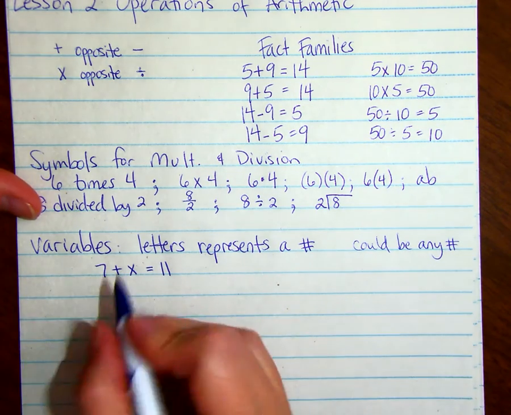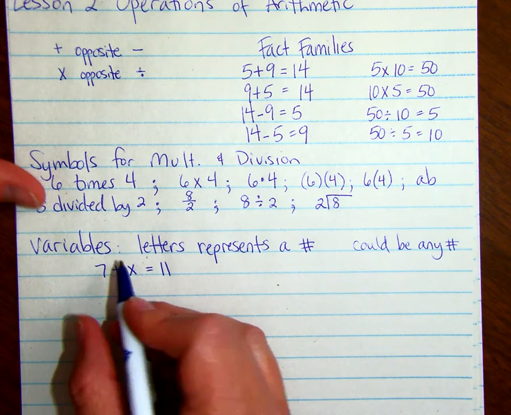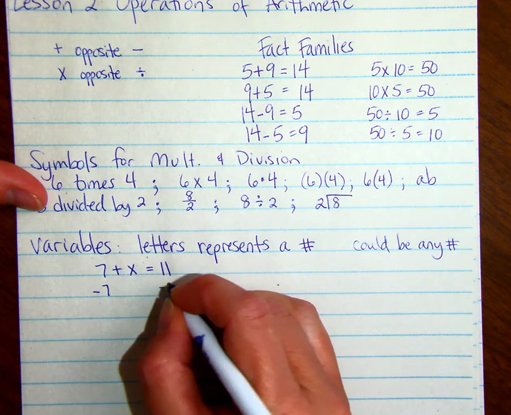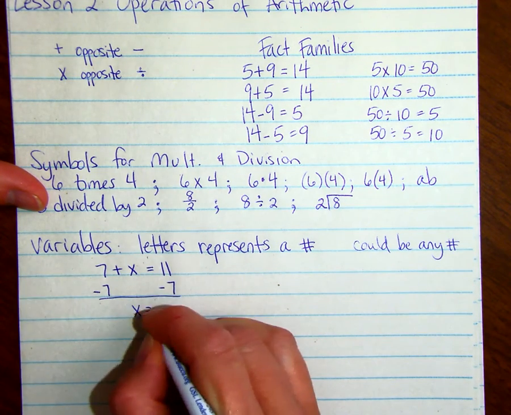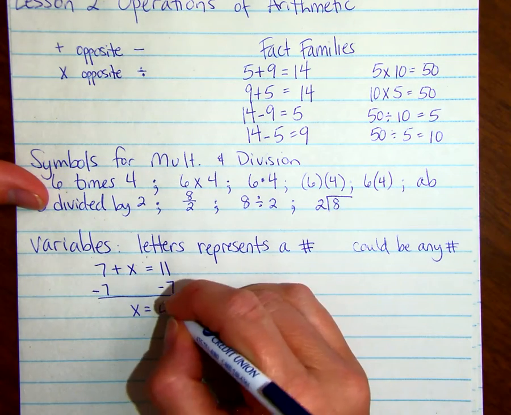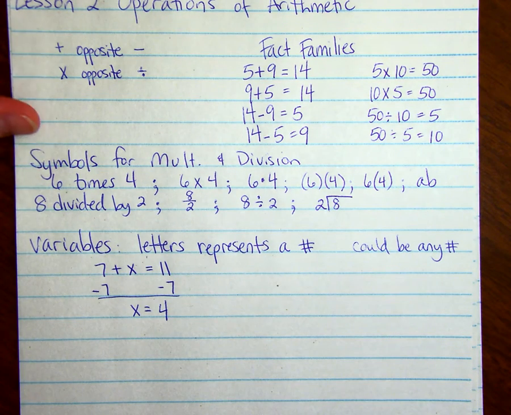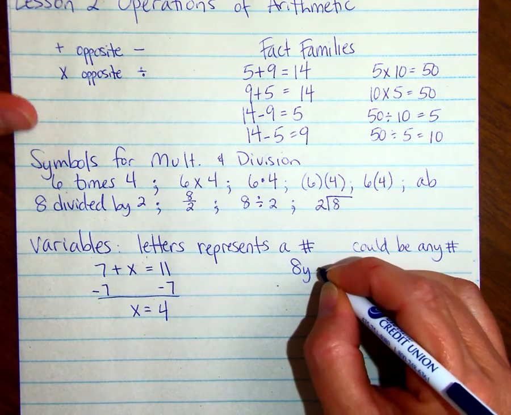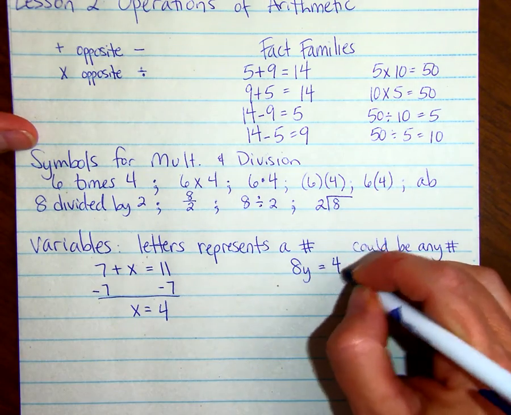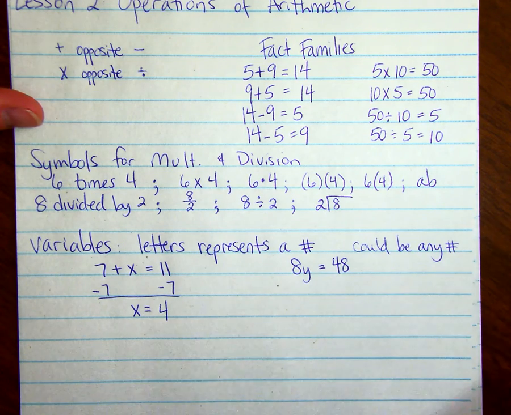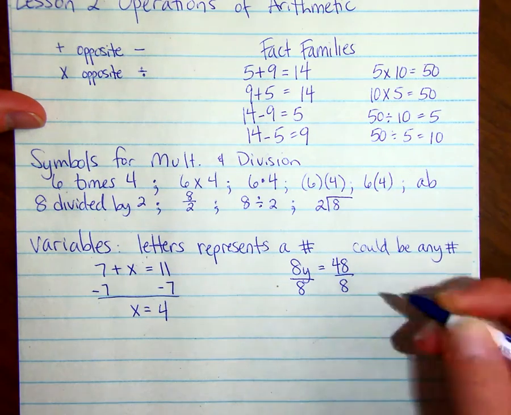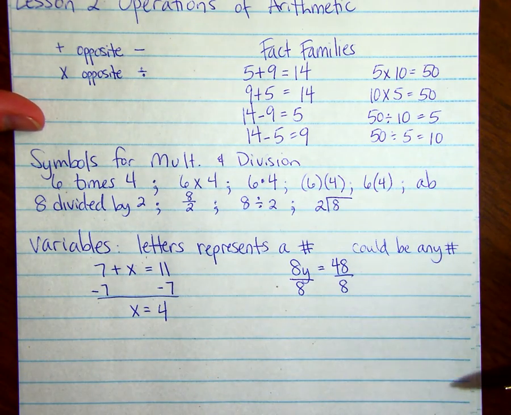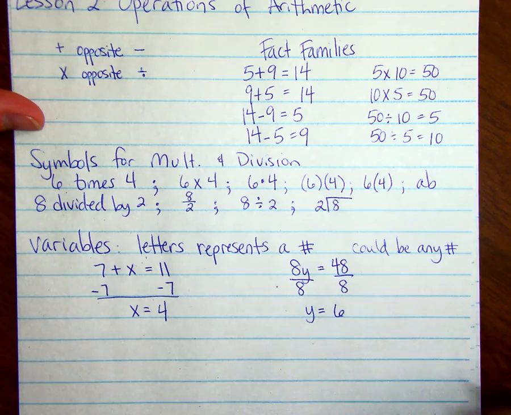In algebra, what we do is we do the opposite. This is adding 7 to x, so we're going to subtract 7 from both sides of the equal sign. So we're going to have x equals 11 minus 7, or 4. If we were multiplying 8 times a number, y, equals 48, you're going to have to divide by 8 to find out what y is. So we can divide both sides by 8. If you notice, 8 divided by 8 is just 1. And 1 times y is y. So we have y equals 48 divided by 8, which becomes 6.